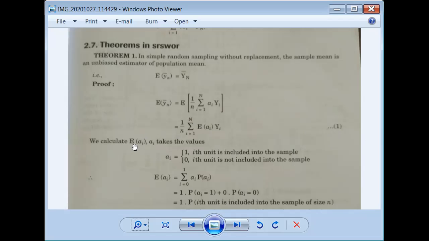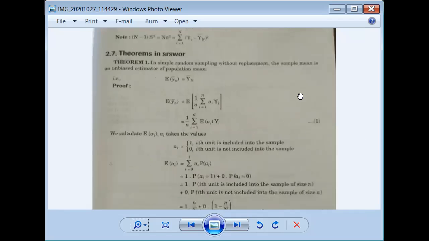Now how to calculate the expectation of ai, where ai takes the values 1 and 0? 1 means the ith unit is included in the sample. If ai takes the value 0, the ith unit is not included in the sample. So expectation of ai equals summation ai into probability of ai. According to mathematical expectation, expectation of x equals summation x into p of x. So x here is 1 with the corresponding probability of ai equal to 1, plus 0 into the corresponding probability of ai equal to 0.